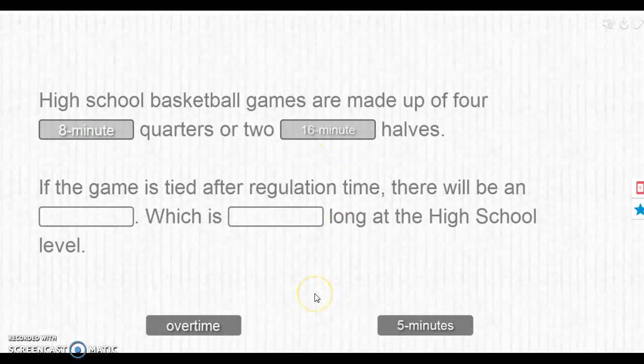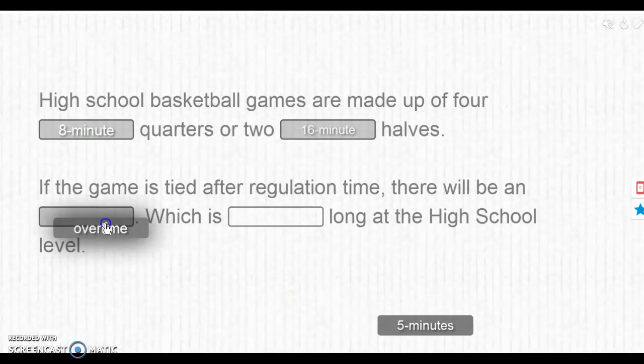Alright, so we got 2 more blanks. It says if the game is tied after regulation time, there will be an blank, which is blank long at the high school level. So first blank, Jacob. We're remembering these. And James, the last blank, which is 5 minutes.